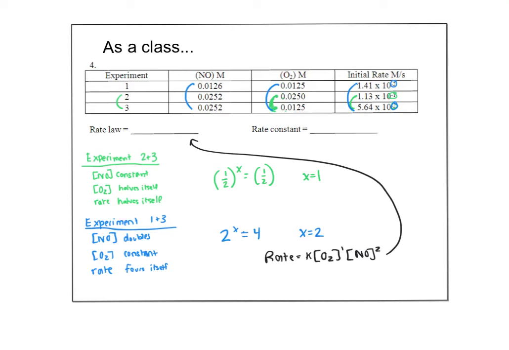Pick any experiment you want. 1.41 times 10 to the negative second, concentration divided by time, equals k times 0.0125 molar to the first and 0.0126 molar squared. I got k equals 7,105, and because its overall order is the third, that would be molarity to the negative 2, time, which is in seconds, to the negative 1.